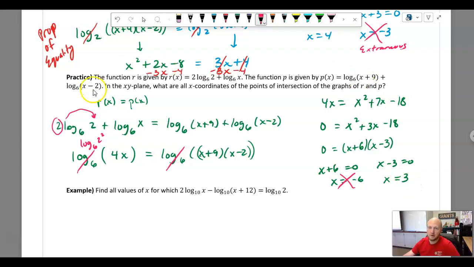3 came close, by the way. If you plug in 3 minus 2, that's 1. So very close there, but we're good.